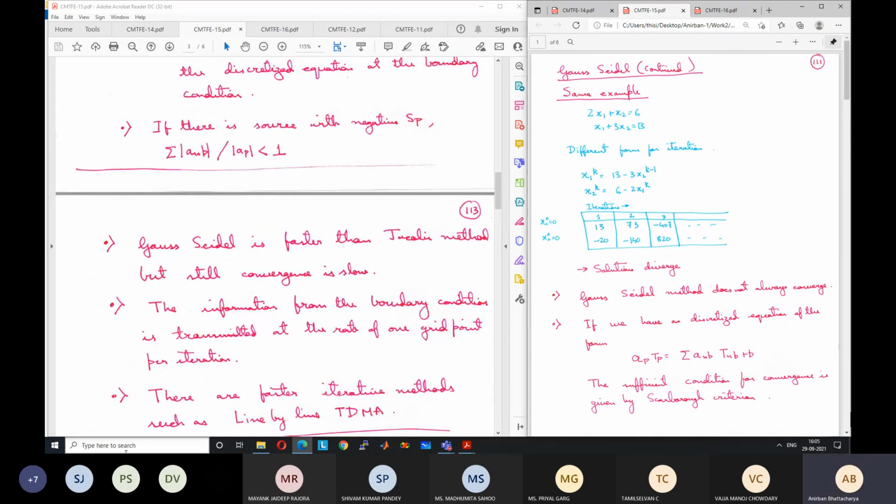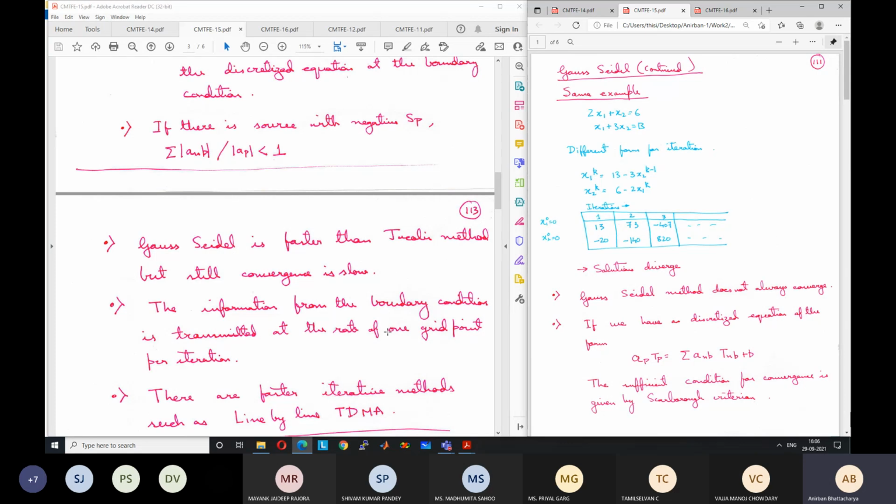So in general, we have seen two iterative methods, Gauss-Seidel and Jacobi. Gauss-Seidel is much faster than Jacobi, but still the convergence is slow. Jacobi is even slower, but Gauss-Seidel is also considered a slow method. Why is it slow? Because of the information from the boundary. You have the boundary condition: boundary temperature is given as 330 Kelvin, and initially the internal temperature is 300 Kelvin.